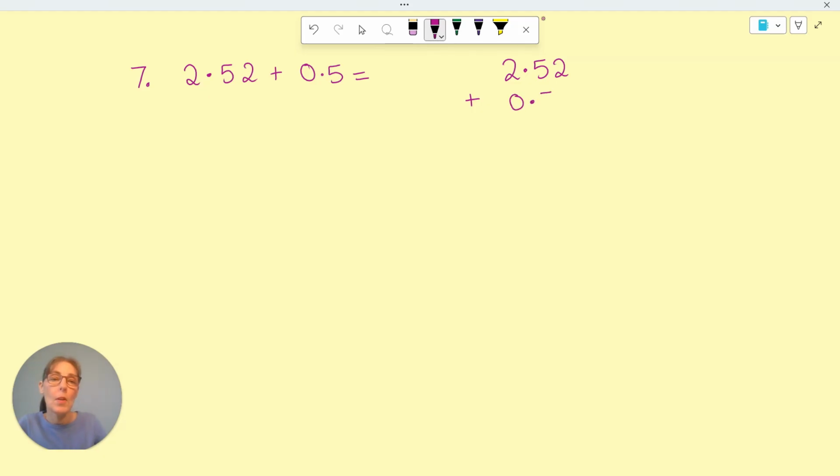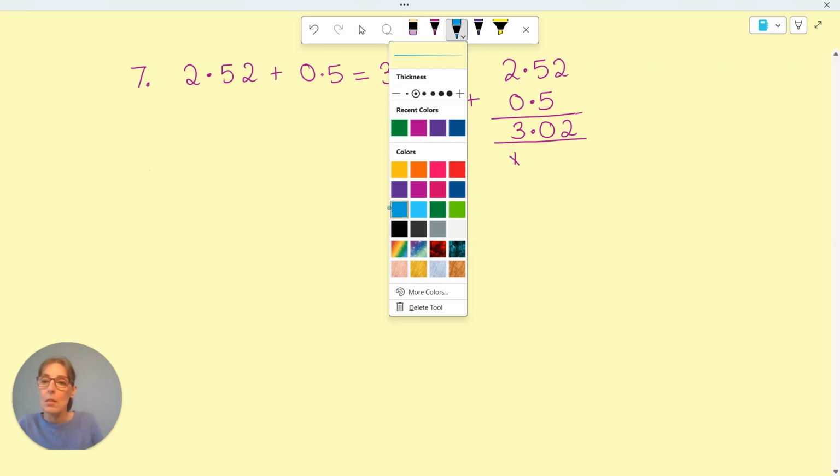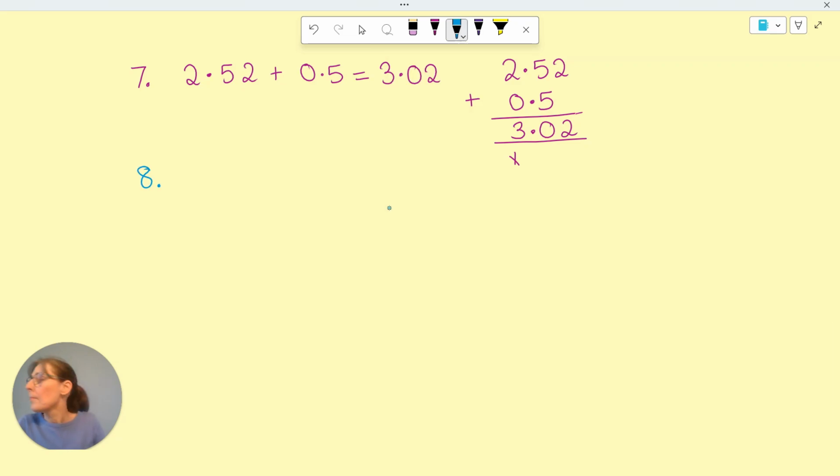2.52 plus 0.5. That's 2.5 plus 5 is 10. 2 plus 1 is 3. So the answer there is 3.02 plus 2.79.